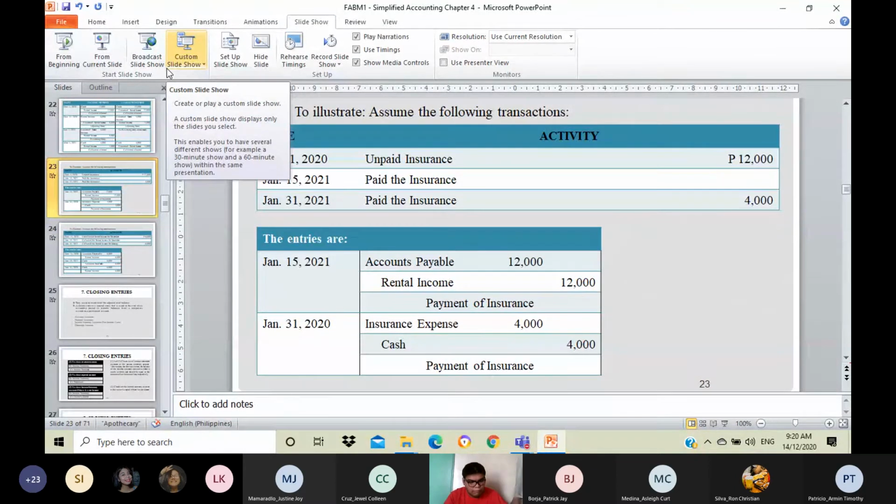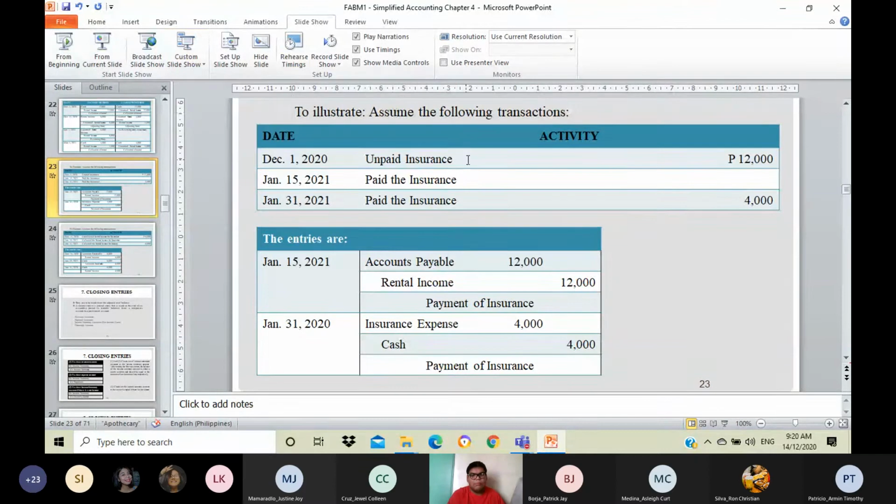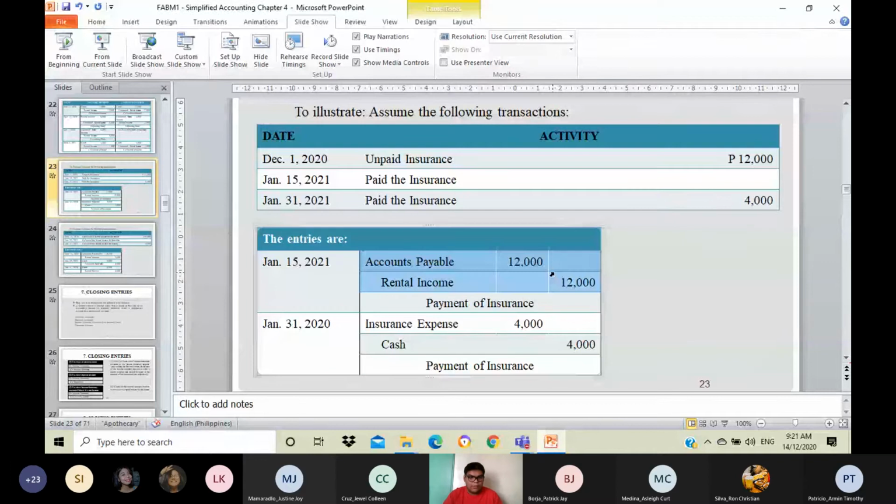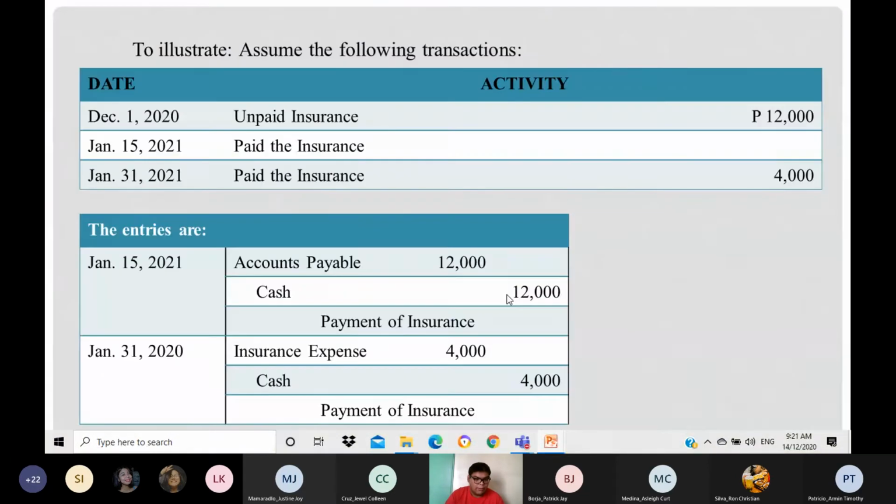So, you have to pay that. Then, the next year, pagdating na January 15, you have an accounts payable worth 12,000, and cash. So, January 15, you have accounts payable debit, 12,000, and credited to cash worth 12,000. So, ang record doon is payment of insurance.